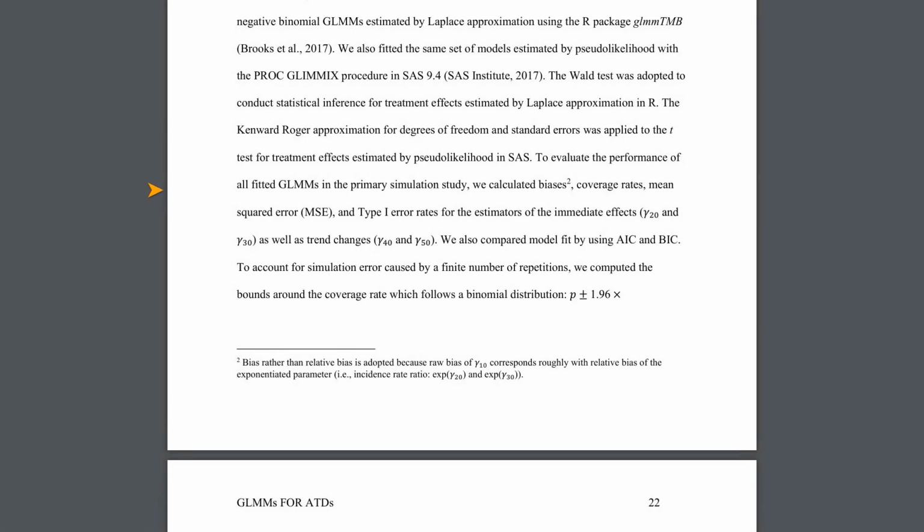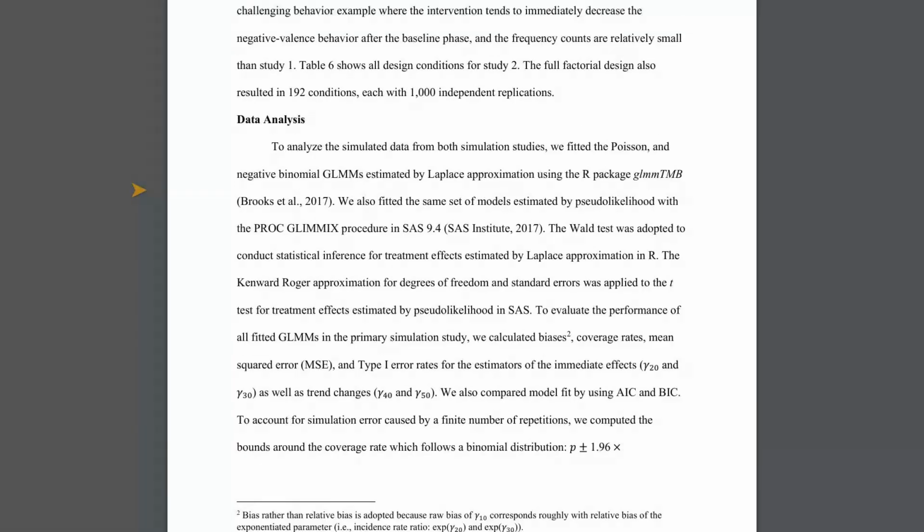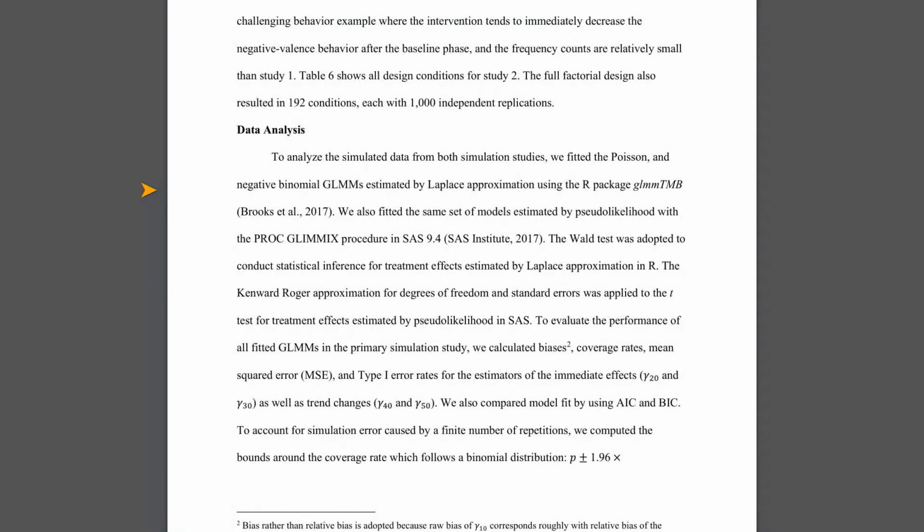Another important measure of performance is mean squared error, or MSE. MSE tells us how close the model's predictions are to the actual data. A lower MSE means a more precise and reliable estimate. In their simulation studies, they found that the average MSE for both the immediate effect and the trend change was small. This suggests that the GLMMs used in their study are efficient at capturing the effects of the treatments. The paper mentions that the number of cases had a dominant influence on the MSE for the immediate effect, meaning more participants generally led to more precise estimates.